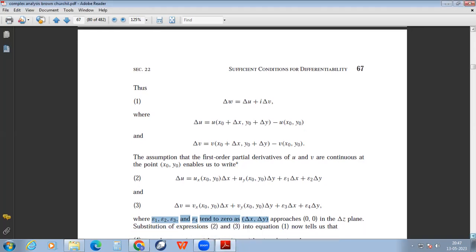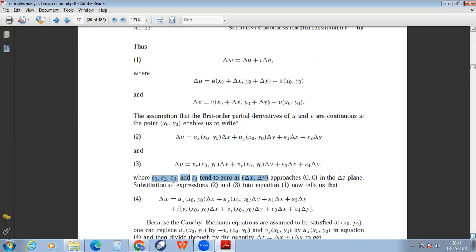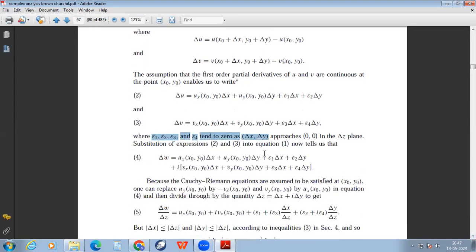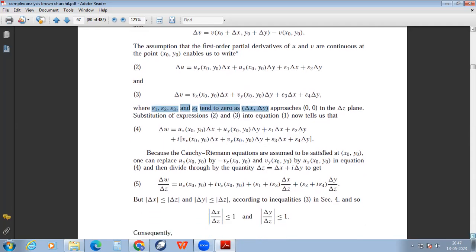Yes, ma'am. Okay, and all those things we have put in delta w, as you are watching. Now in this case, if you remember, we had replaced uy by minus vx and vy by ux, meaning the Cauchy-Riemann equations, and we got the things in terms of only derivatives with respect to x. So you could write this as ux at x naught y naught plus I times vx at x naught y naught, plus the remaining things, and then you divide it by delta z.